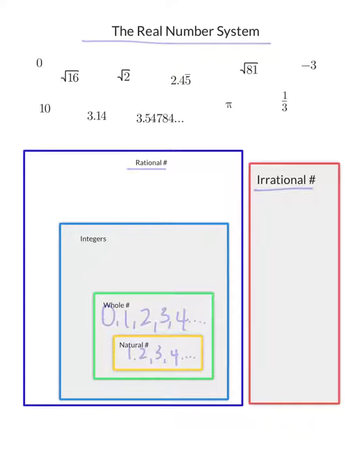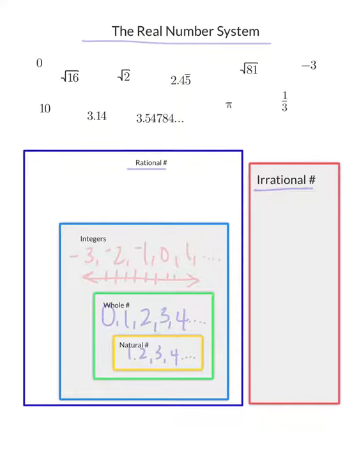Moving right along, then we have integers. Integers are all the positive numbers and 0, as well as their opposites, so negative numbers as well. So -3, -2, -1, 0, 1, all the way up. Those are integers. Think number line. All of the numbers that you would put on a number line, those are called integers.